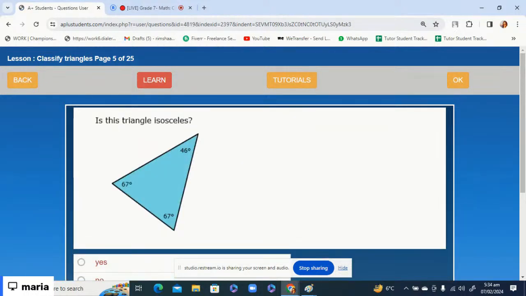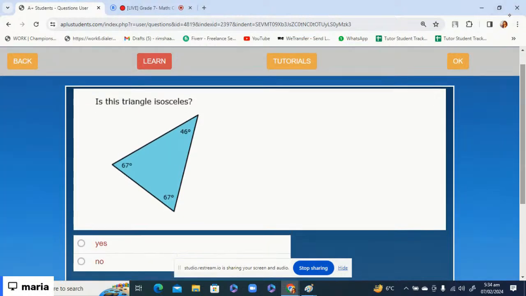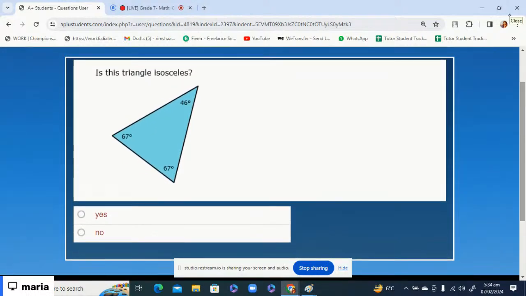Is this an isosceles triangle? So check: at least two sides are the same, or you can say at least two angles are the same. Are there any two angles that are the same? Yes, that is 67 and 67. So we can say that this is isosceles.